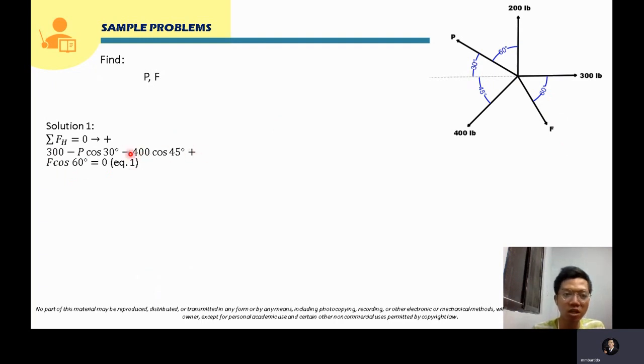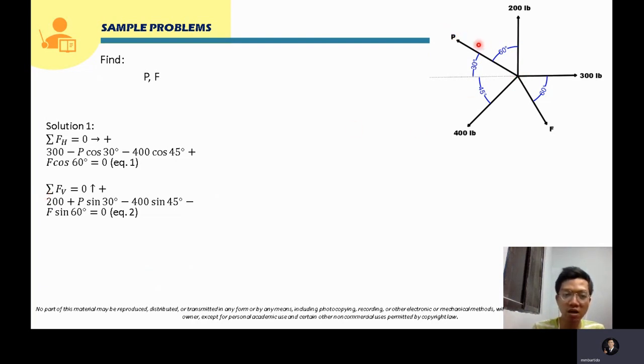That's why it will be positive here. So this will become our equation 1. Now for summation of forces vertical is equal to 0. Forces upward will be assumed positive. So the first force here is the 200-pound force. This is already vertical, so this is positive since it is directed upward.